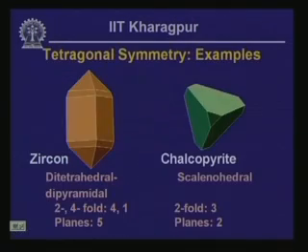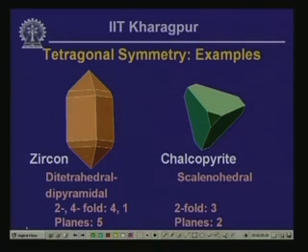Right. Okay. So, as I mentioned, of the tetragonal symmetry, two very prominent minerals are zircon and chalcopyrite, and these are the examples. Now, both of these types of minerals are of the closed form. Now, let me give you an example of an open form.